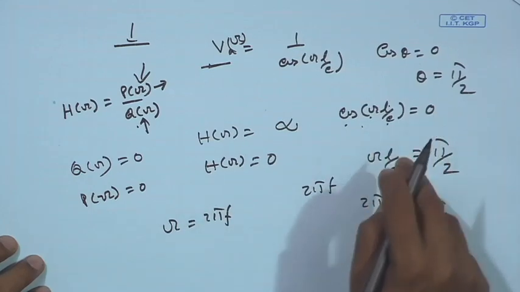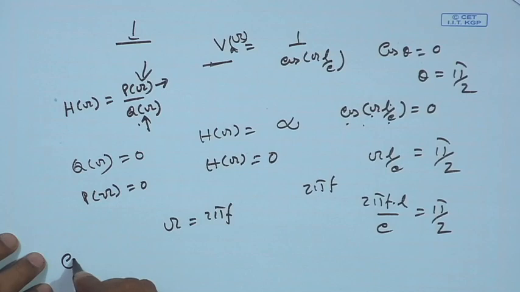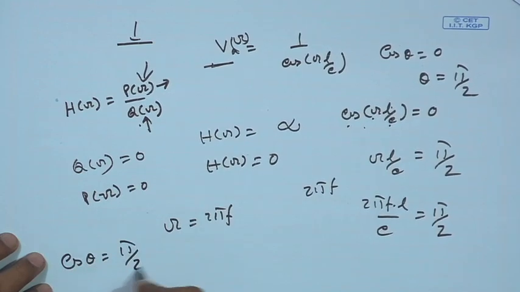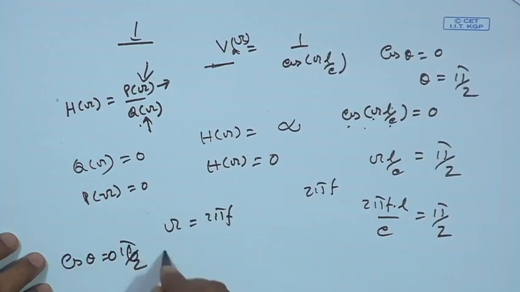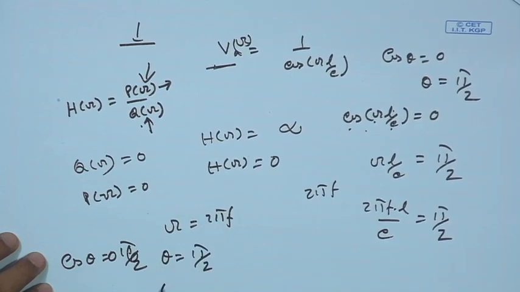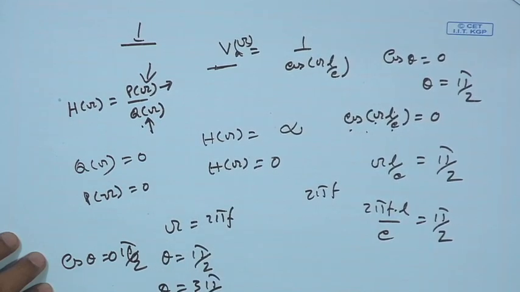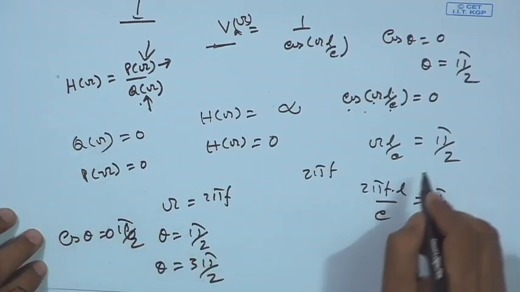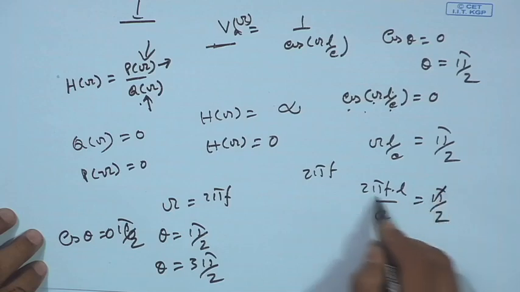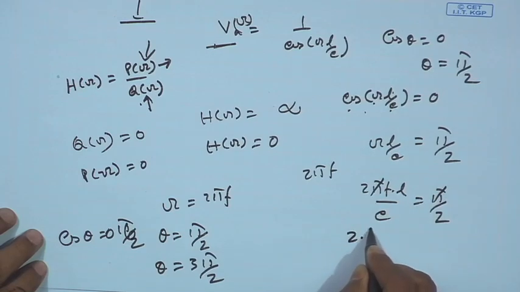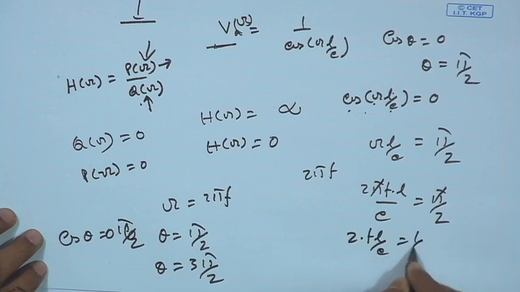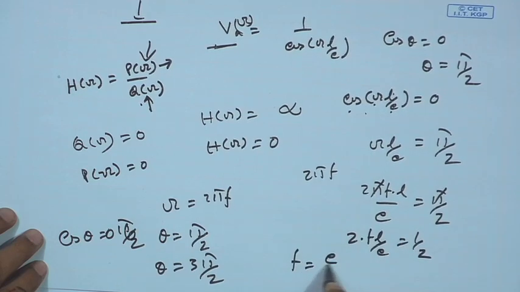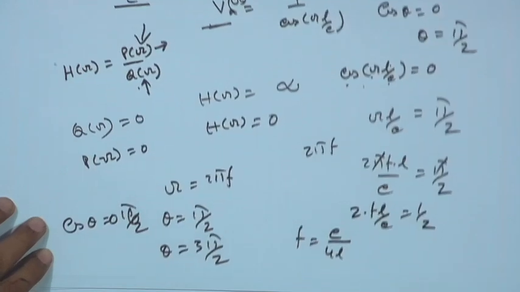So, first resonance, because cos theta can be 0 not only at pi by 2, but also if theta is equal to 3 pi by 2, and if it is 5 pi by 2, then also it is 0. So, let us take the minimum frequency first, that is why we call it the first resonance frequency, theta is equal to pi by 2. So pi cancels, it is nothing but 2 into f L by C is equal to half, or I can say f is equal to C by 4L.